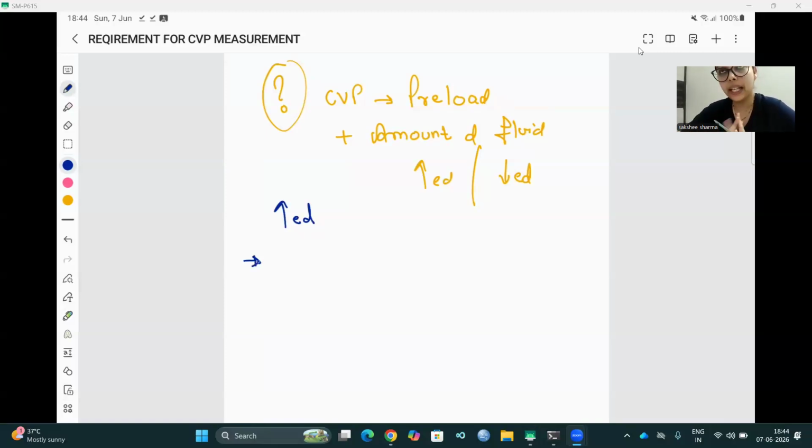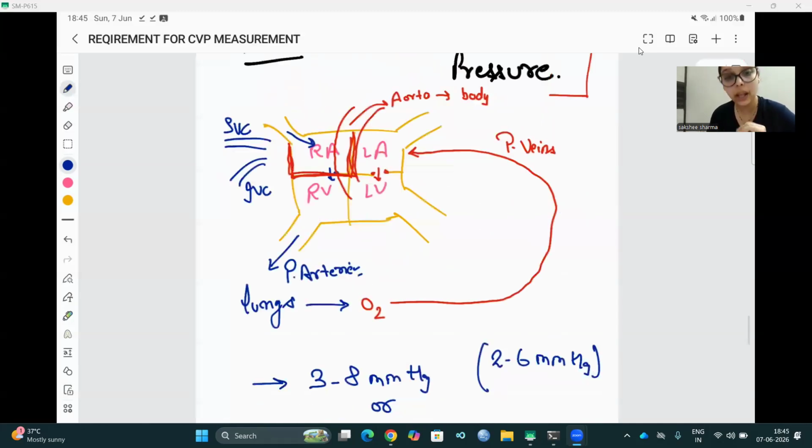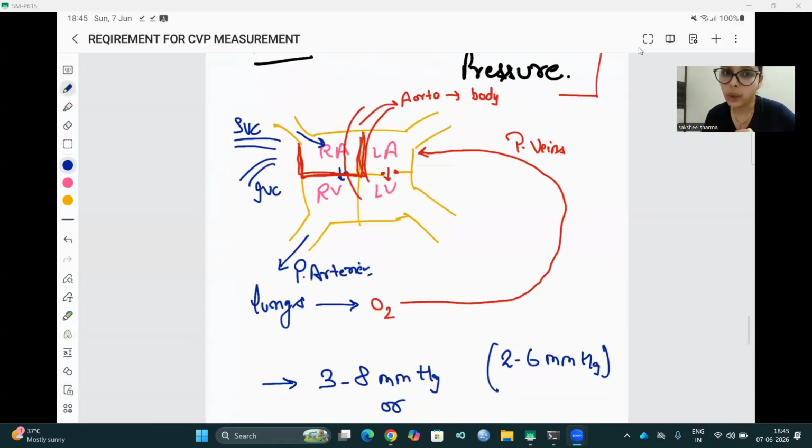the CVP will be increased when we have right-sided heart failure. Why have I written it down? Right-sided heart failure. Why? What will happen? Obviously, the right side of the heart is not functioning well. In the right side of the heart, we have our right atrium and right ventricle. Now, the right ventricle is not working properly, so all of the blood is going to pool into the right atrium, right?